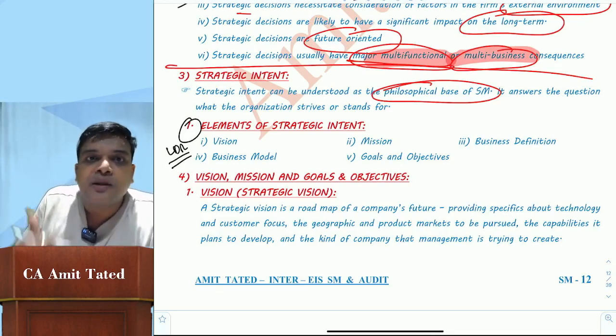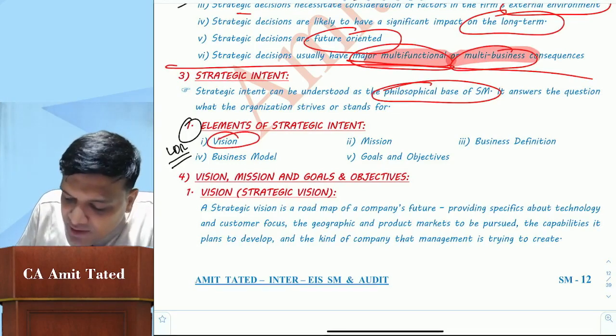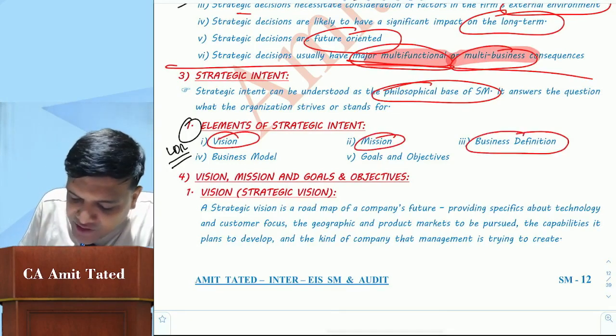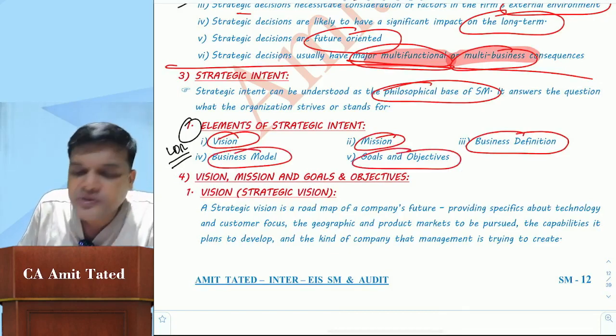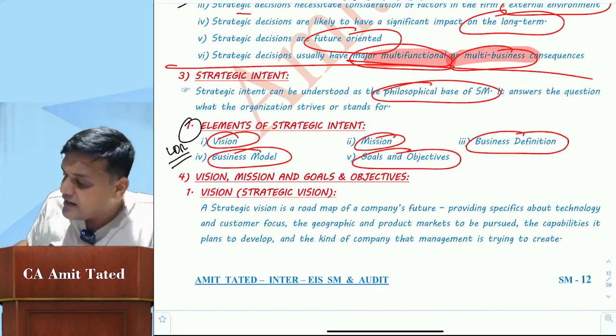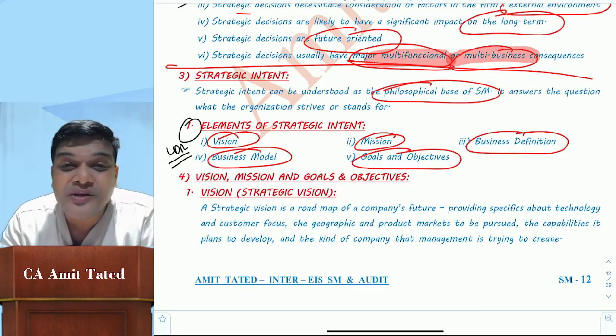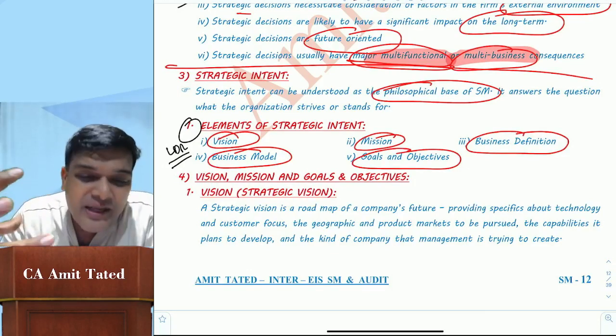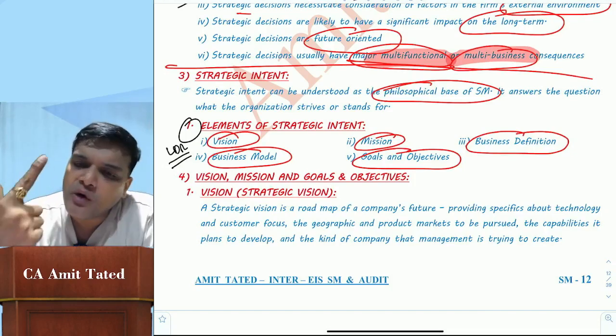So intent will be nothing but vision, mission, business definition, business model, and goals and objectives. Let's discuss this clearly now, and make sure you understand it right now, because the next concepts are about vision, mission, goals, and objectives and other things. So let it be clear, understand it calmly, and close it out very clearly now.